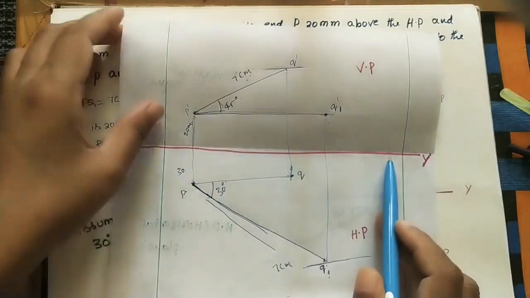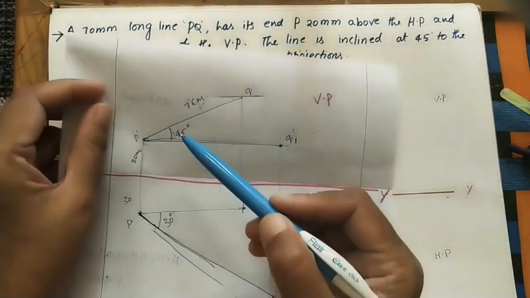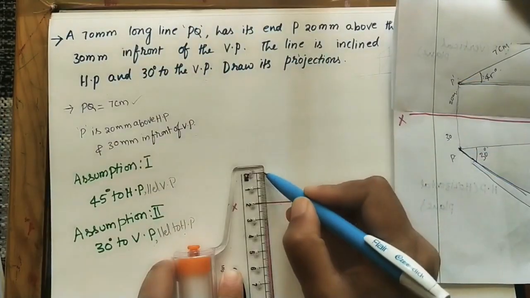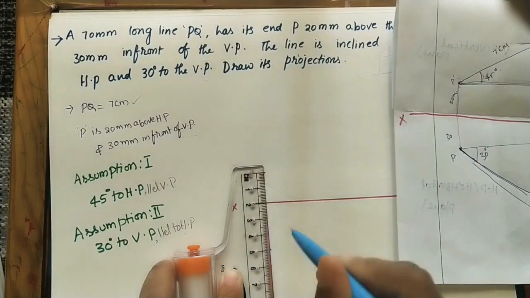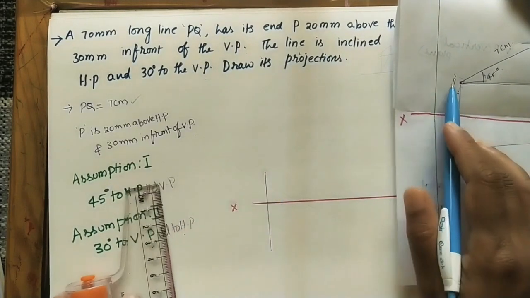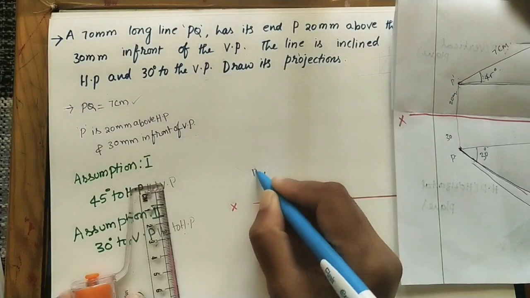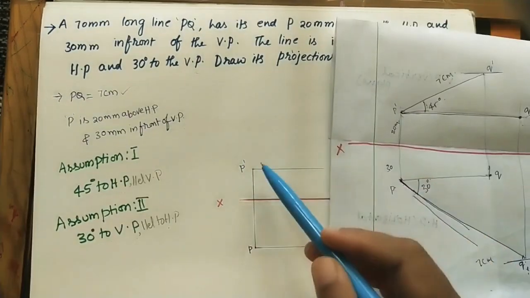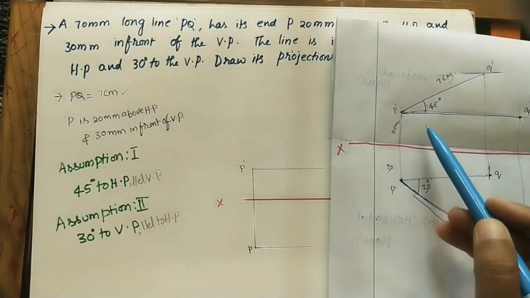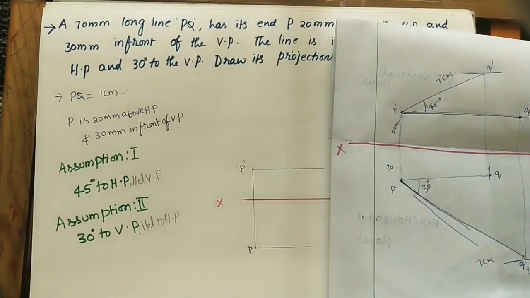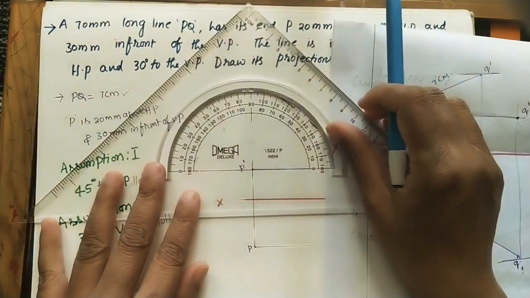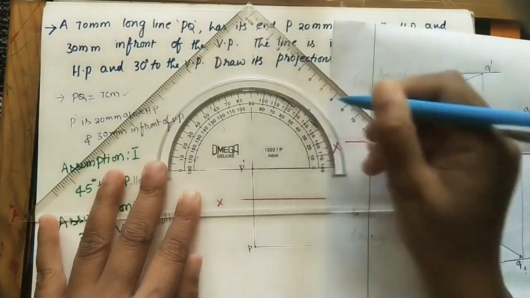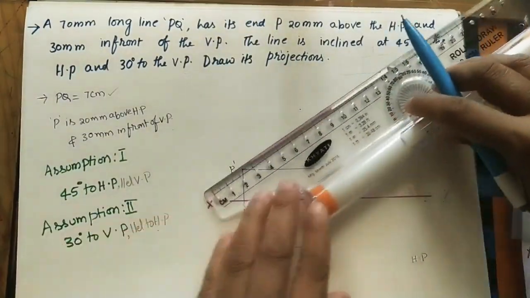Do the XY line of any length. Here I already did the XY line. Mark P dash and P points. P dash is 20 and 30. Mark P dash, P in small letters. After marking P dash and P, just do lines up to some length for taking the angle, 45 degrees and 30 degrees. At P dash take 45 degrees. In that direction take 7 centimeters.